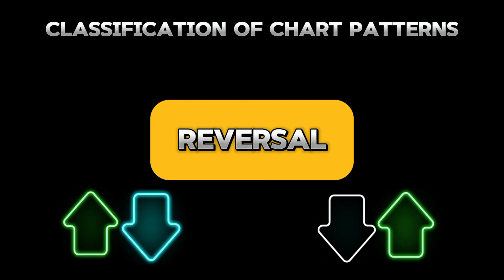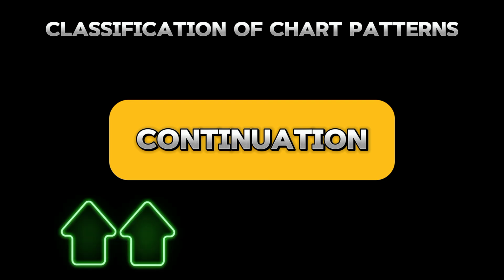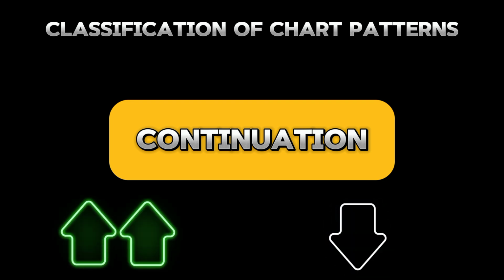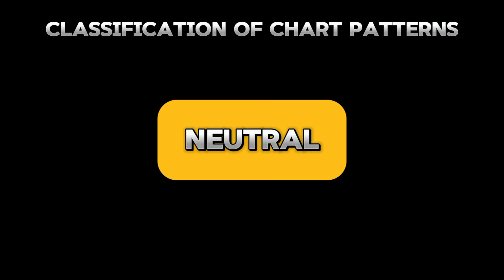The continuation chart patterns indicate that the price will continue in its former direction after the chart pattern appears. They are the trend continuation chart patterns. For example, if the price was moving up and a continuation chart pattern appears, it means that the price will continue to go up after the chart pattern. And in the second instance, if the price is going down and the continuation chart pattern appears, it means that the price will continue going down after the chart pattern. And lastly, we have the neutral pattern classification, which means that price can either go up or down after the chart pattern, depending on where price breaks out of the pattern.